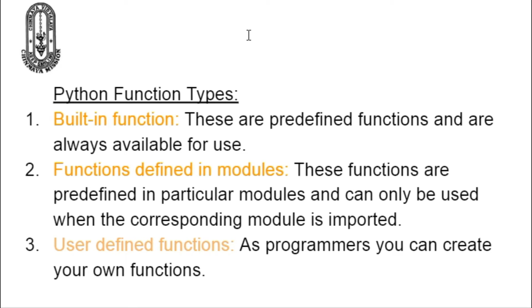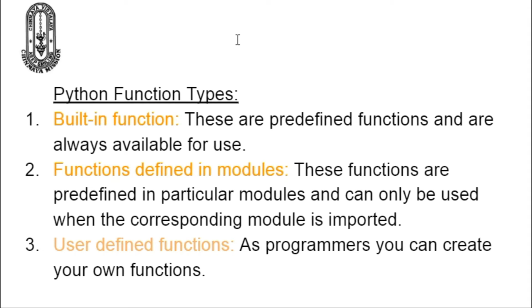Now we'll see what are the different function types we have in Python. Generally we have three types: built-in functions, functions defined in modules, and user-defined functions. Built-in functions are the predefined functions and are always available for use.